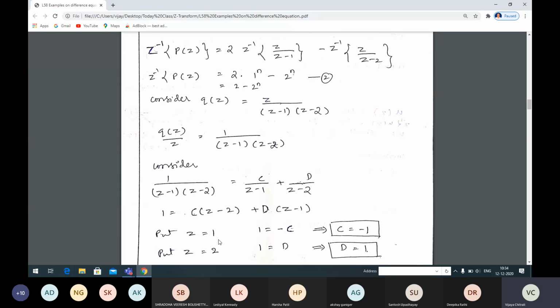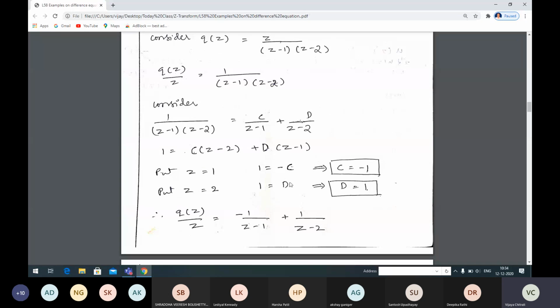Now by proper substitution of z, find c and d. Substitute z is equal to 1. By substituting z is equal to 1, this term will be 0, so we will get the value of c. 1 is equal to 1 minus 2, which is minus 1, into c, which is minus c. So c is equal to minus 1. Similarly, substitute z is equal to 2. You will get this term as 0. 2 minus 1 is 1, 1 into d is d. So 1 is equal to d. d is equal to 1.